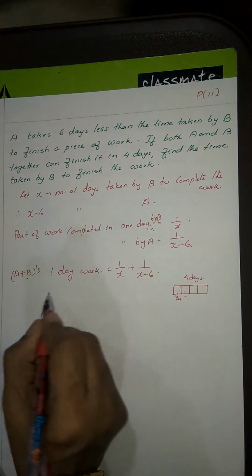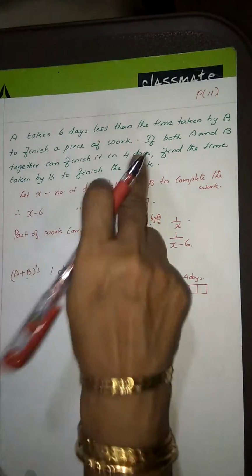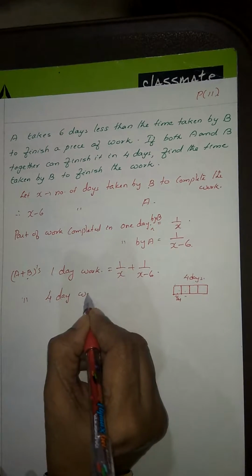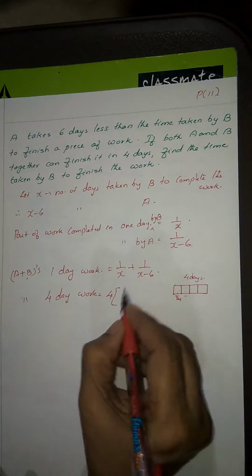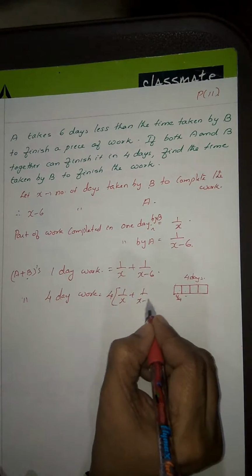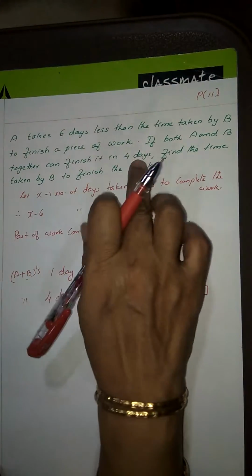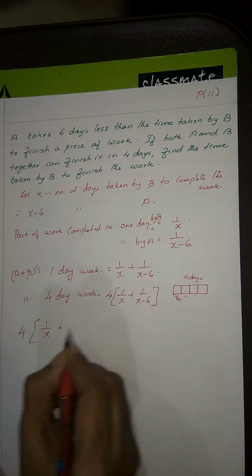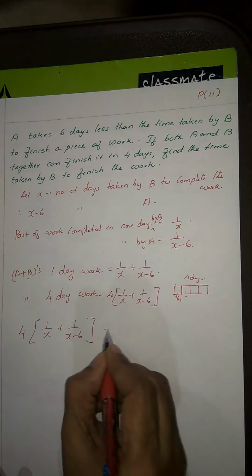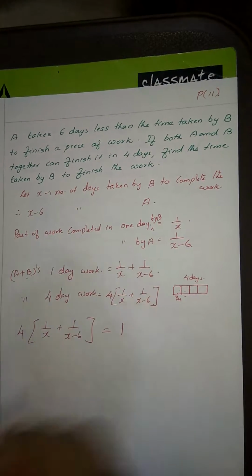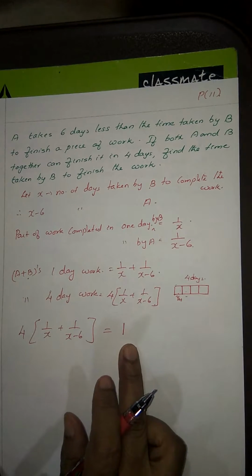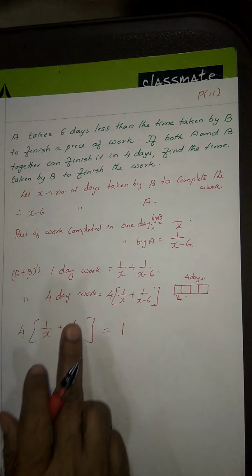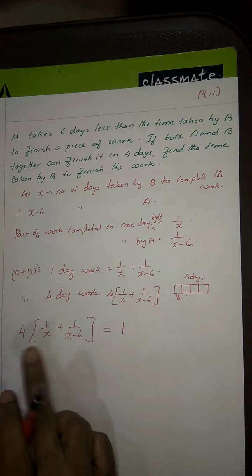Now A and B together finish in 4 days. So A and B's 4 days work will be 4 into 1 by x plus 1 by x minus 6. So they are completing the work in 4 days. So now we will equate it. Since it is the completion of the work, we will equate it to 1. So now this is the equation: 1 by x plus 1 by x minus 6, into 4, is equal to 1.